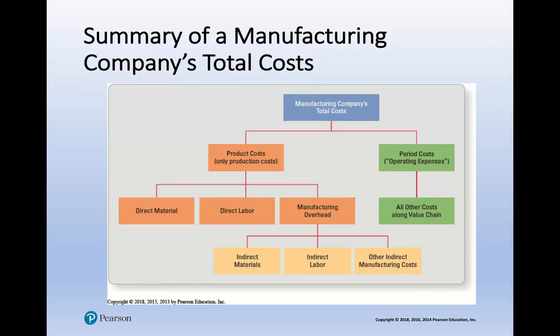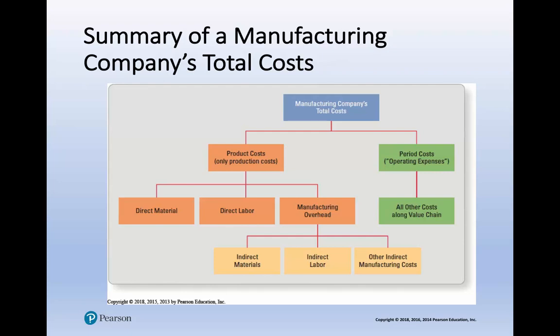So for a manufacturing company, that diagram of our costs gets a couple more branches of our tree here. We have, on the right side in green, the period costs. Those are still going to be the same. It's those operating expenses, the selling cost, the administrative costs, the general cost associated with running the business. That's still our period cost. Our product cost, though, we get a little bit more detailed. We have direct materials, direct labor, and manufacturing overhead. We also have those indirect materials, indirect labor, and other indirect manufacturing costs that make up that manufacturing overhead.